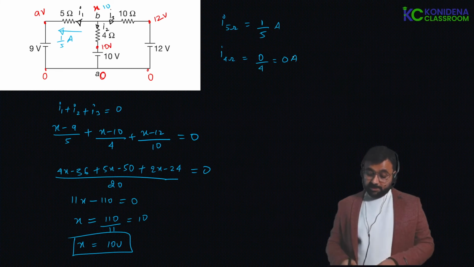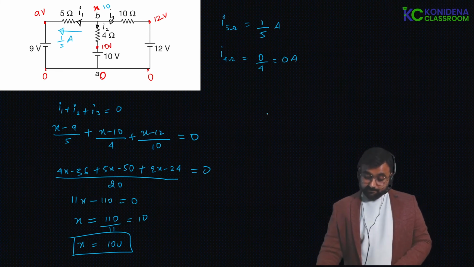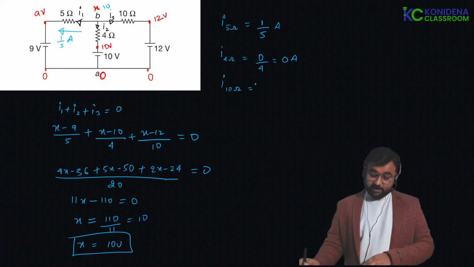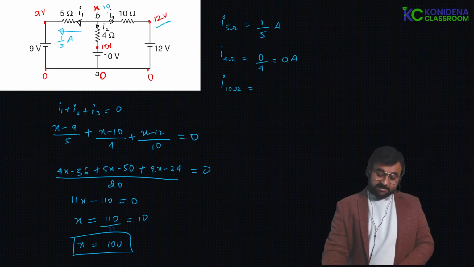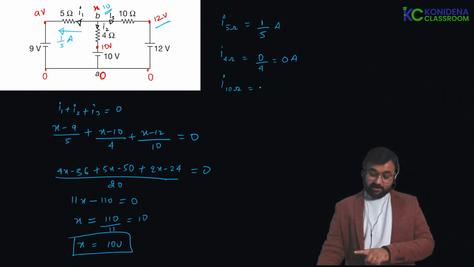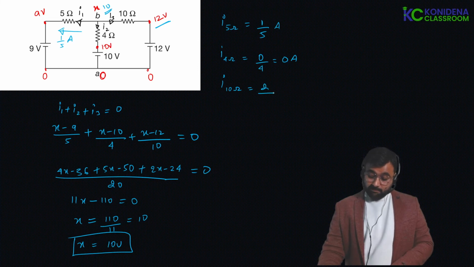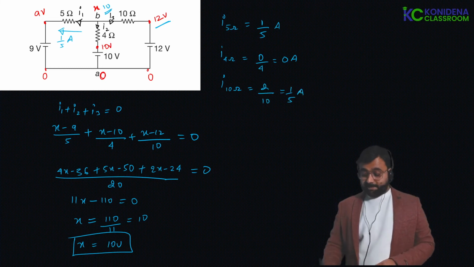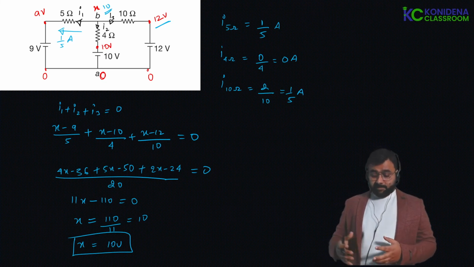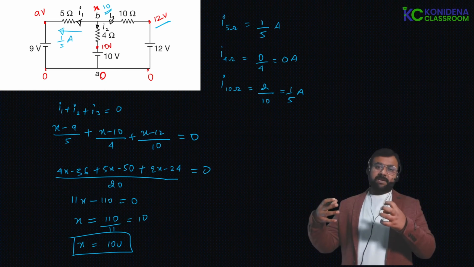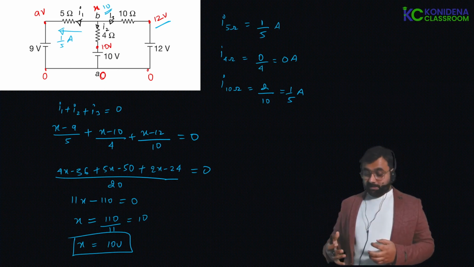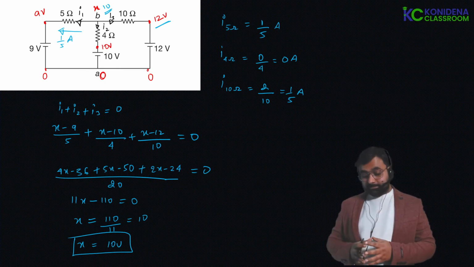Now let's talk about the third case, current in the 10 ohm. Now the current in the 10 ohm is what? 12 volt is on this side, and this is 10, right? So this is 12 minus 10, which is 2 by 10, which is nothing but 1 by 5 ampere, right? And that is quite justified, because if the current is not going in the lower branch, whatever current is passing in the 5 ohm has to come from the 10 ohm only. So therefore we can see the currents are the same, right?